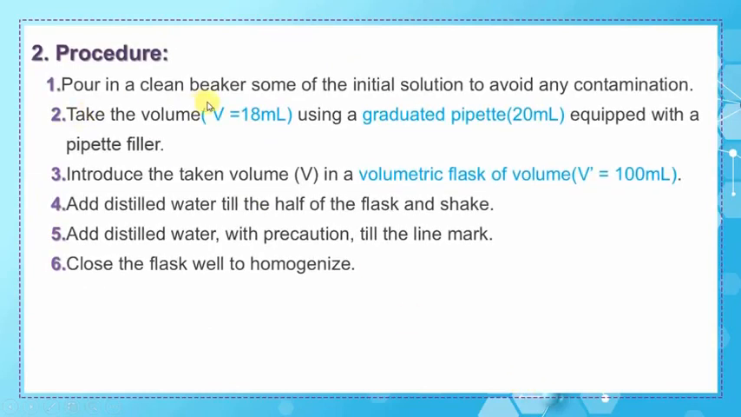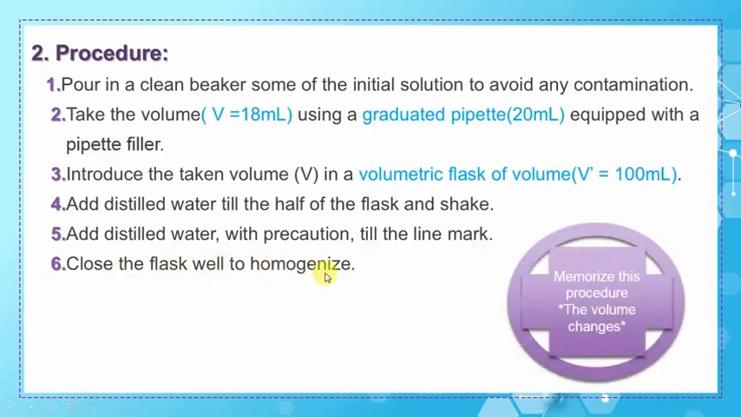The procedure. Put in a clean beaker some of the initial solution to avoid any contamination. Take the volume V, 18 milliliters, the calculated volume, using a graduated pipette of 20 milliliters equipped with a pipette filler. Introduce the taken volume V in a volumetric flask of volume V prime, 100 milliliters. Add distilled water till the half of the flask and shake. Add distilled water with precaution till the line mark. Close the flask well to homogenize.